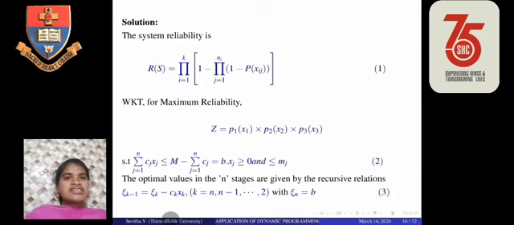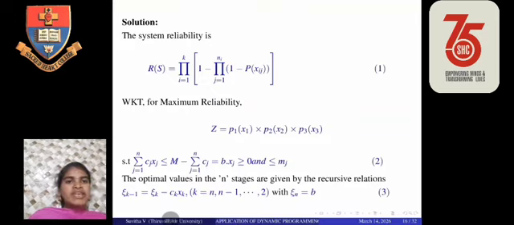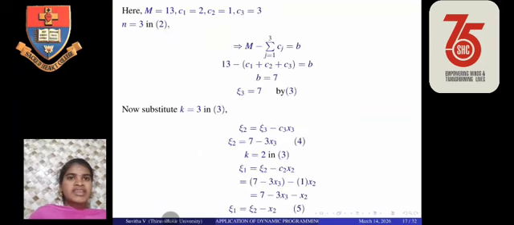We know that the system reliability is R(s) = product over i equal to n to k of 1 minus product over j equal to 1 to ni of (1 minus p(xij)). For maximum reliability, we have the formula given in equation 2. The optimization value in the n stage is given by the recursive relation in equation 3.